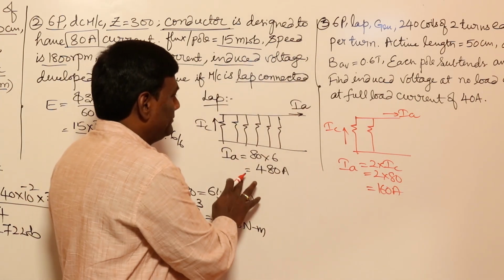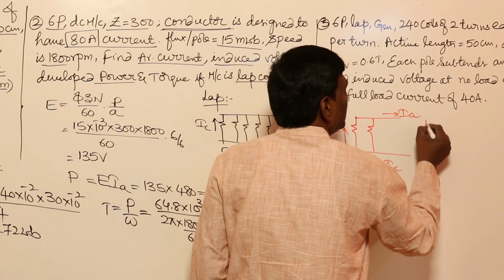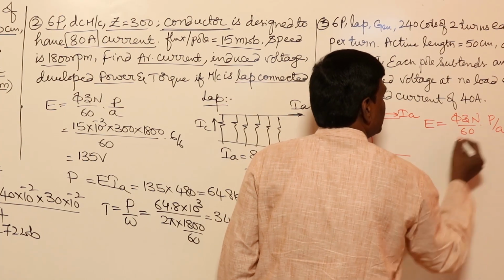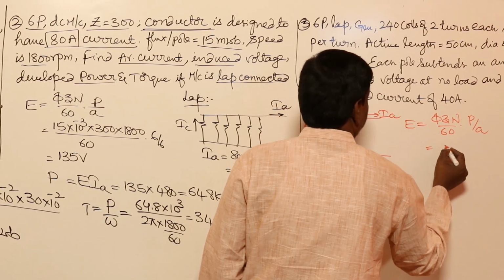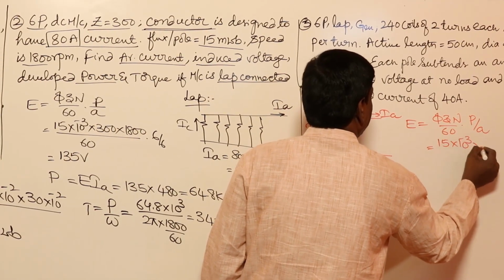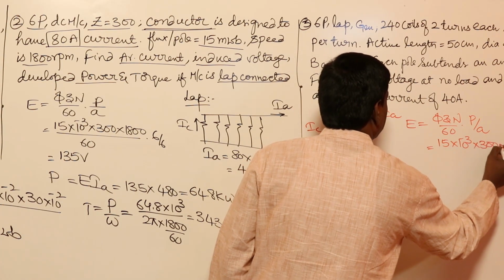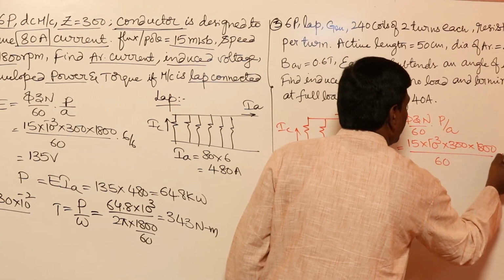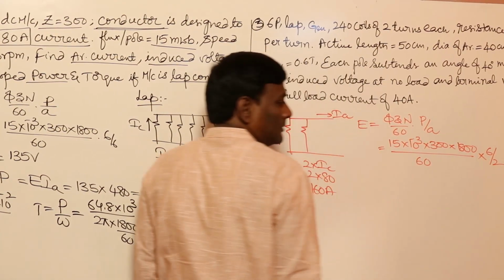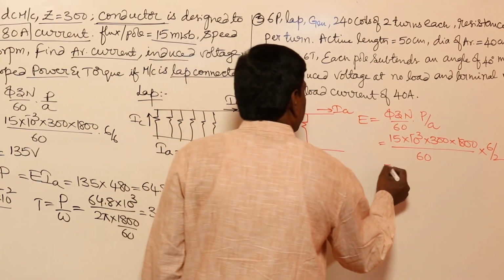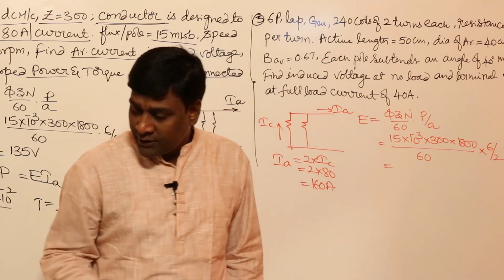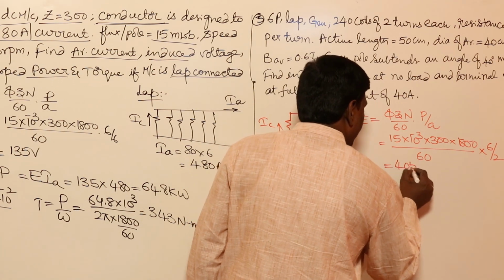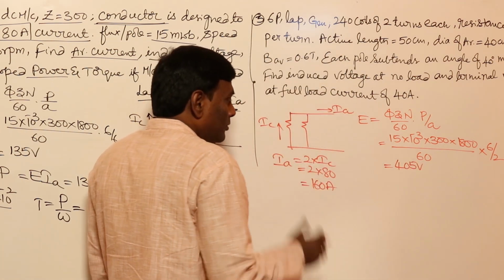Right? Now IA is over. Now let us calculate induced voltage. Induced voltage equal to pi Z N by 60 into P by A. So how much is flux? 15 into 10 to the power of minus 3, into Z is going to be 300 conductors, into N is going to be 1800 RPM divided by 60, into number of poles 6, parallel paths 2. So this is going to be induced voltage 3 times of 135, 405 volts.